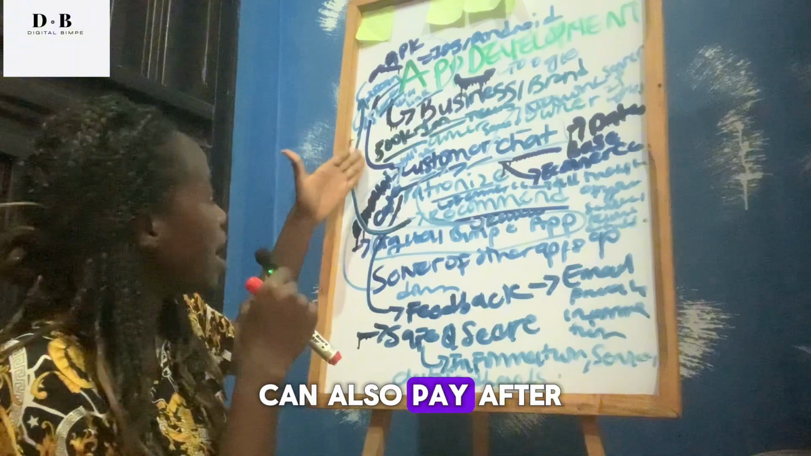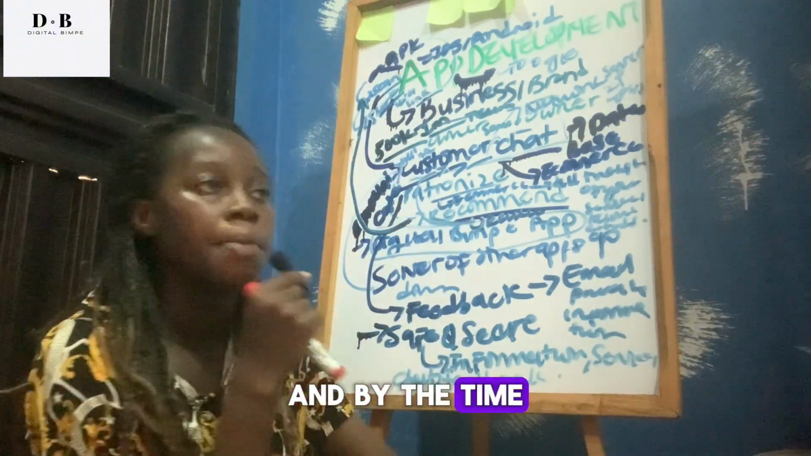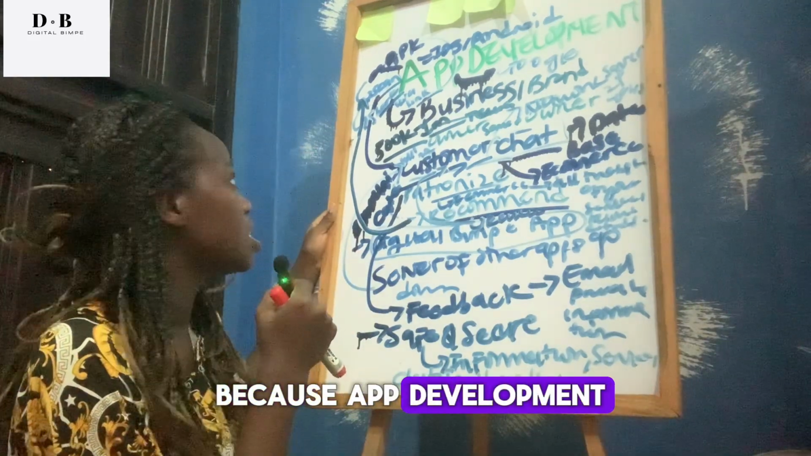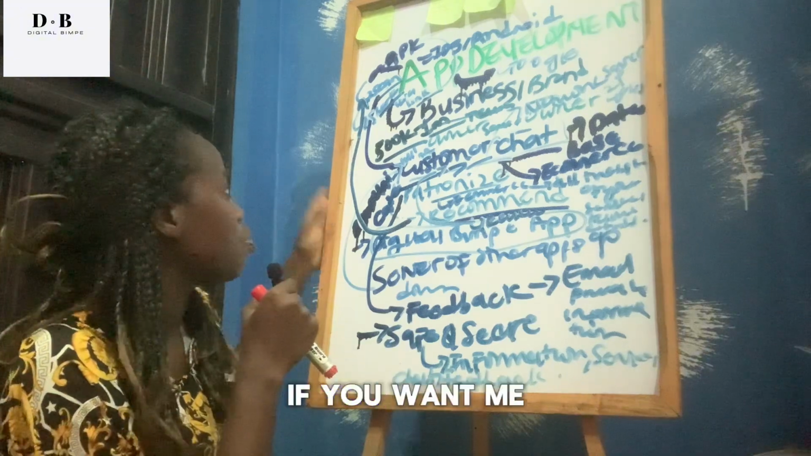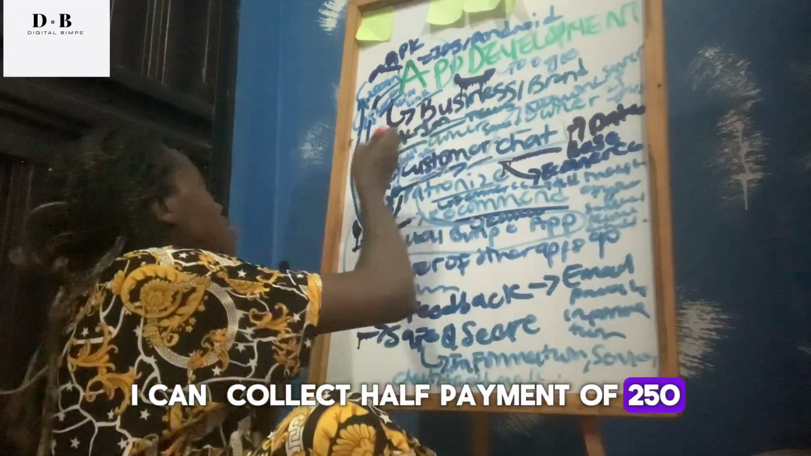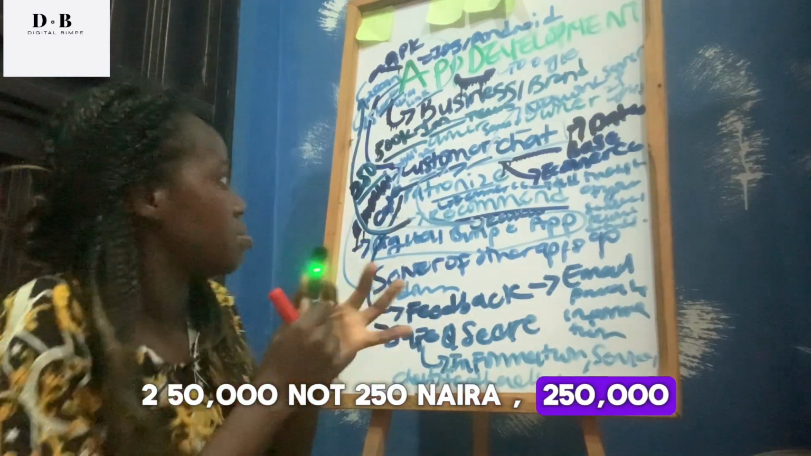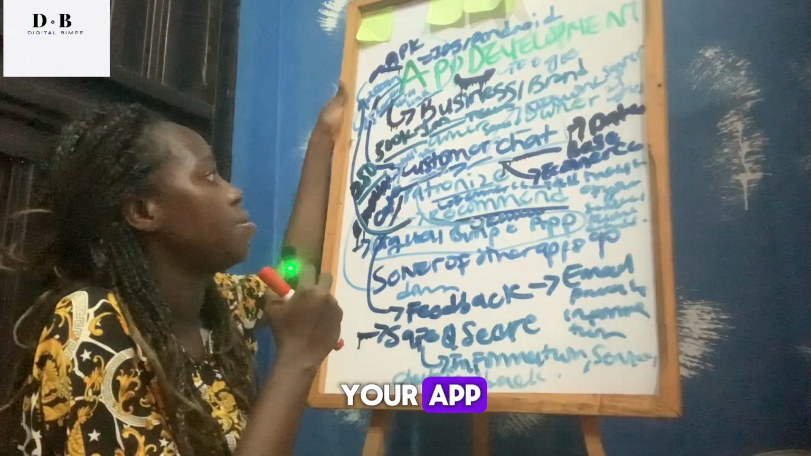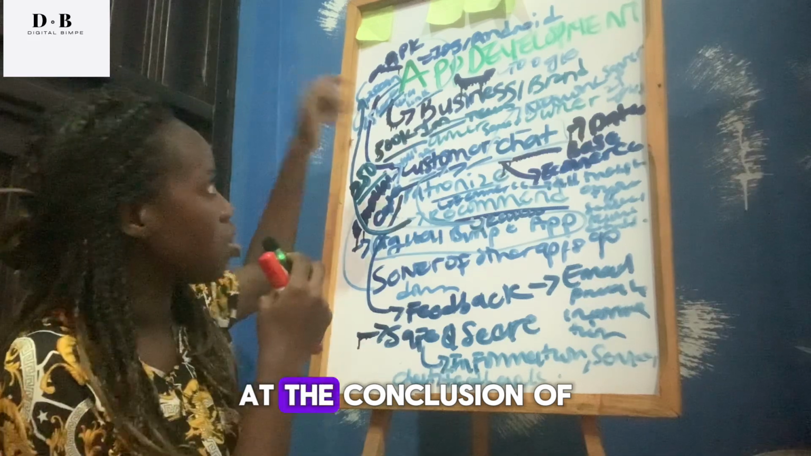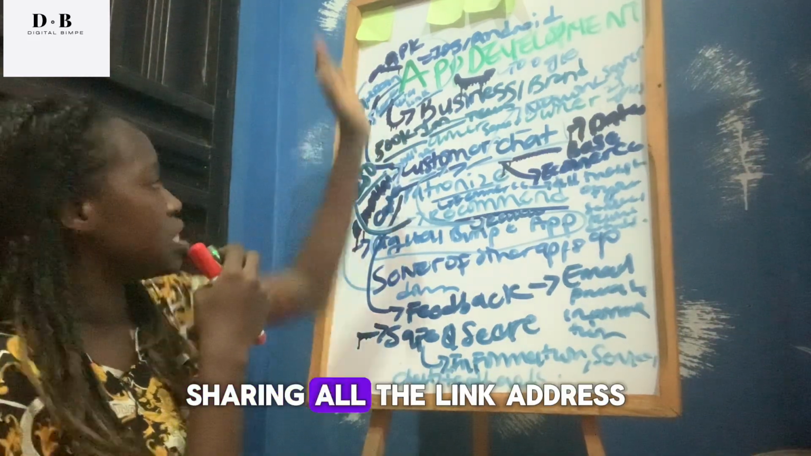Or for services, you could also pay half payment of 250 to start your journey of app, build your user interface and all of those features. And by the time I'm completing, you will balance the remaining, because I will not complete it until you balance my money. Because app development is serious work, it's not website. So if you want me to build your app, I can collect half payment of 250,000, not 250 naira, 250,000. Payment of 250 to work on your app. And trust me, half payment, and then you balance the half payment at the conclusion of building it, to arrive at scanning and sharing of the link and the rest.